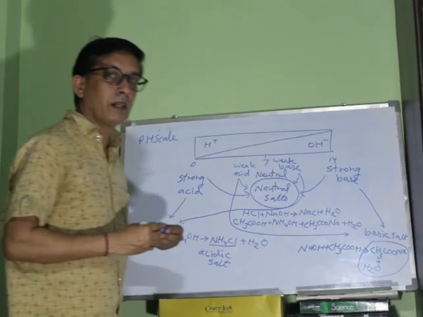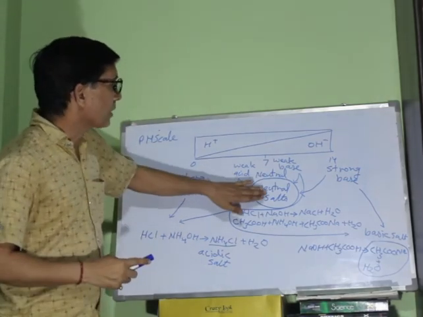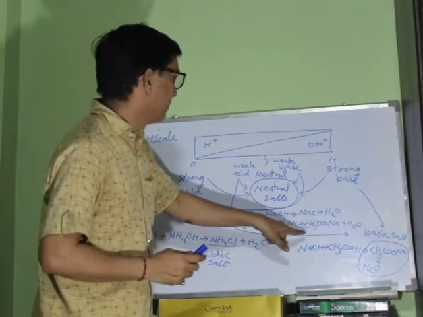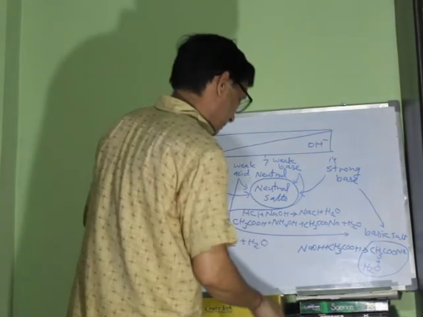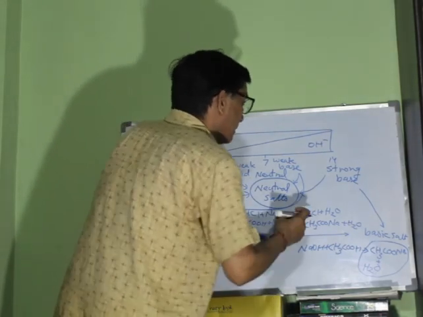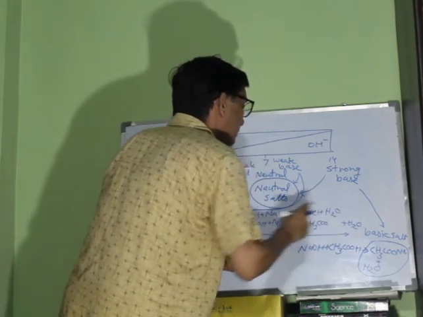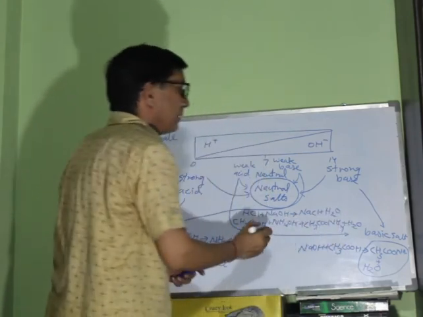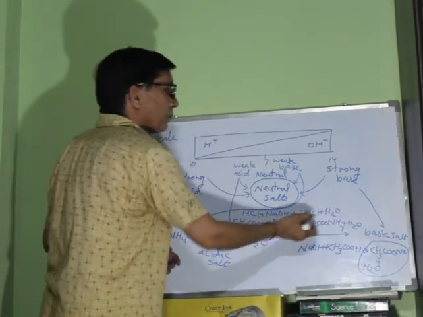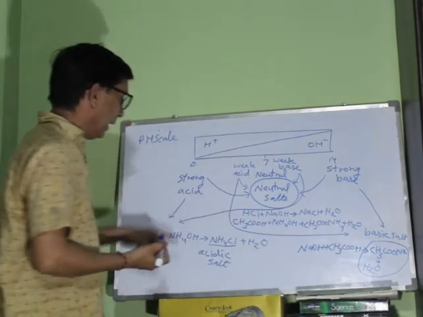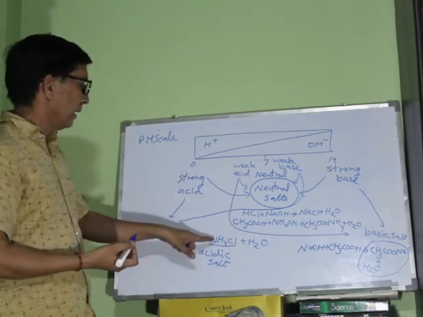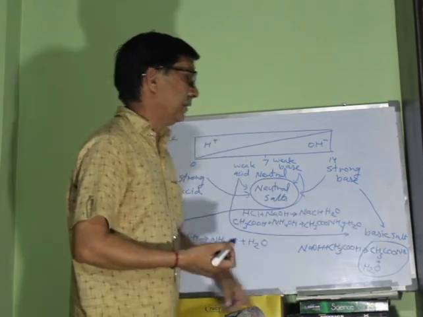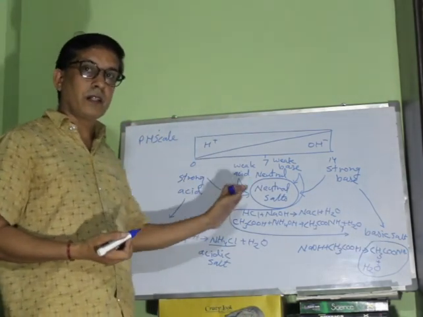Now there are three salts: neutral salts, sodium chloride and ammonium acetate; the acidic salt NH4Cl; and the basic salt CH3COONa. These are the three different types of salts.